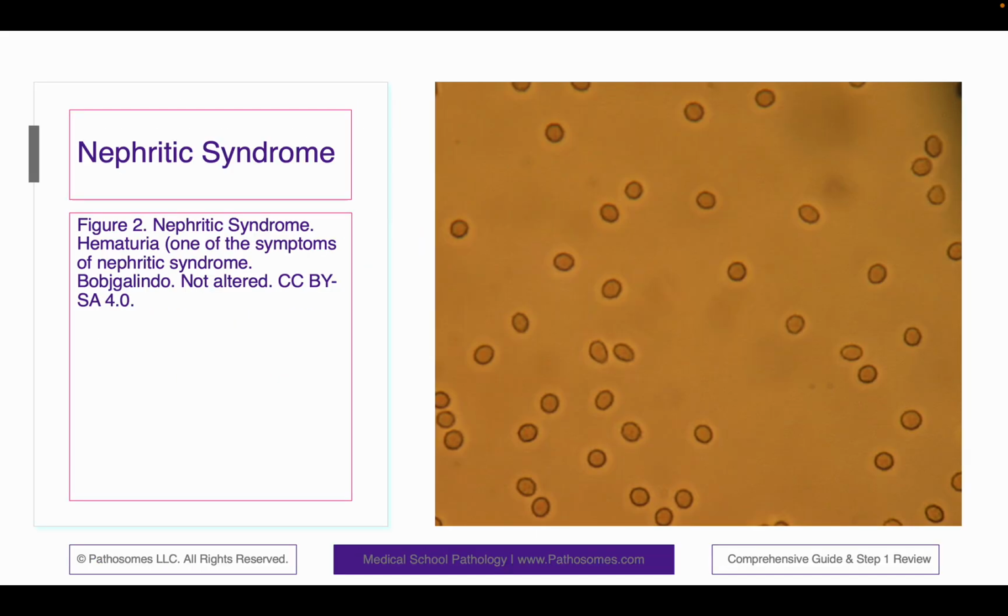Here's an image showcasing the microscopy from a patient with nephritic syndrome. They have hematuria. So what you're actually looking at is microscopy of red blood cells that were found in the urine.